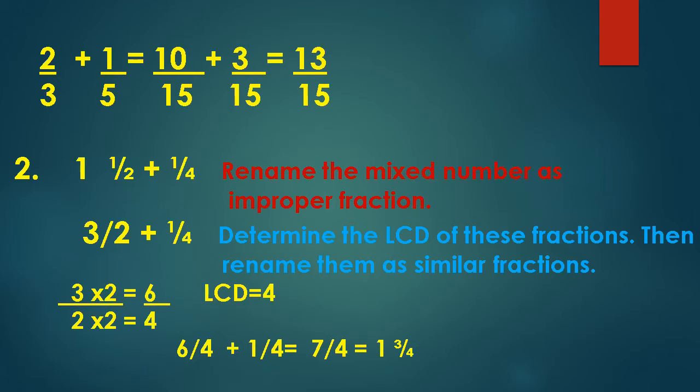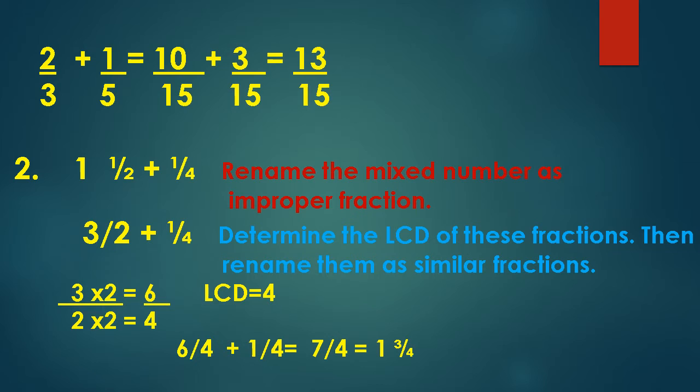Next, number 2. 1 and 1/2 plus 1/4. So rename the mixed number as an improper fraction. So 1 and 1/2, the improper fraction is 3/2, plus 1/4. So determine the LCD of these fractions, then rename them as similar fractions.